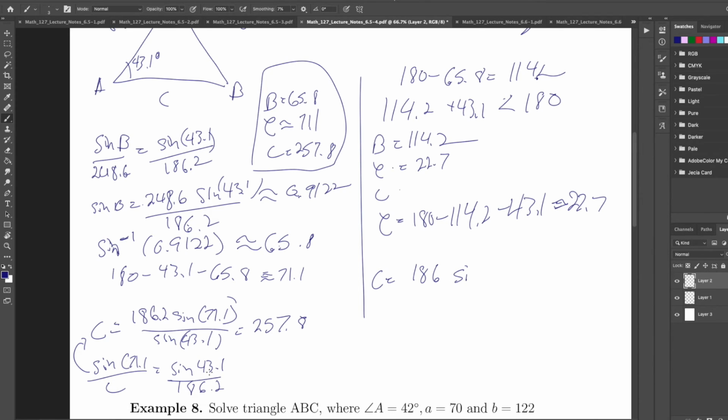And once again, we can solve for it this way. Sine of 71. Oops, no, that's the one we're swapping out. We're swapping out this for this, because that's our new C. And we divide by the sine of 43.1. We crunch through that number, and we get approximately 0.52. Okay, and so in this case, there were two possible triangles. That's why it's called the ambiguous case.